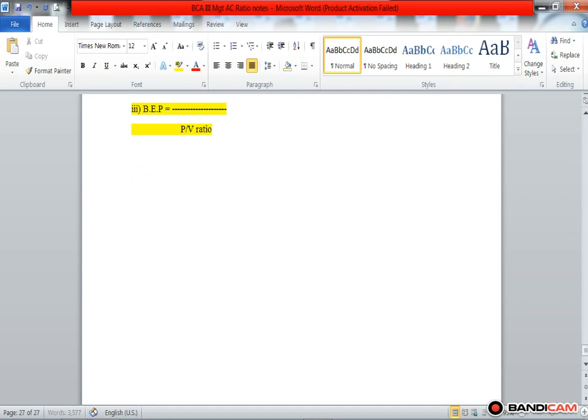So here, margin of safety is equal to actual sales minus BEP sales. We get the margin of safety of the organization.